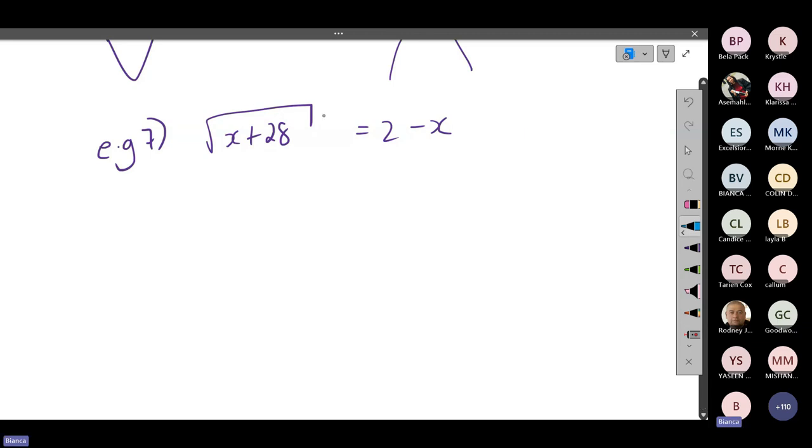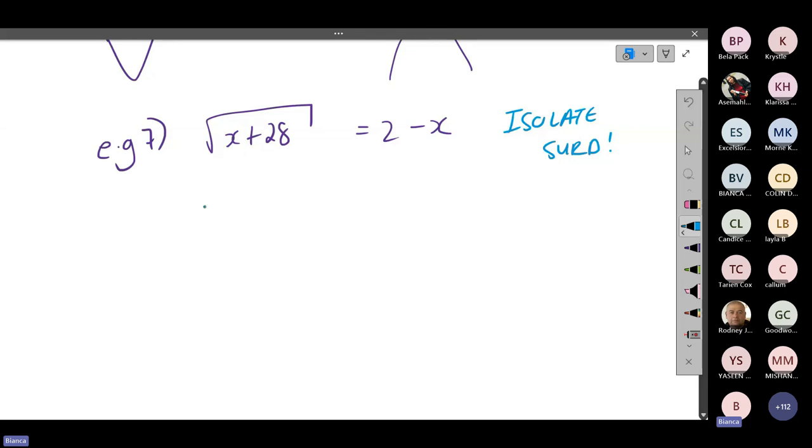Your first step is to isolate the surd. What does isolate mean? Get it alone. Put it on its own. Is the surd in this question isolated? It is. It means this little house thing must be on its own side of the equal sign.